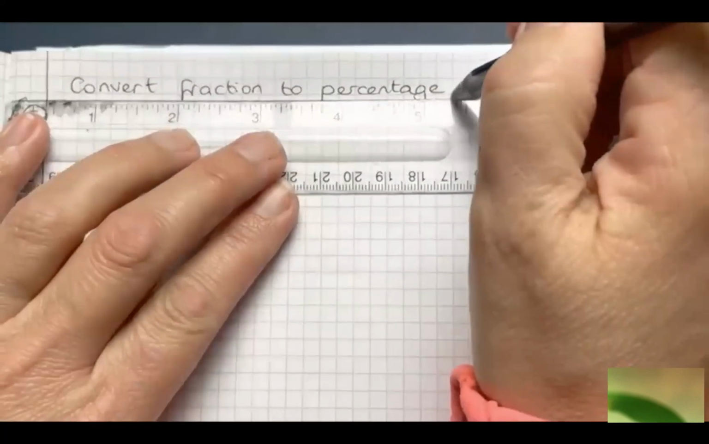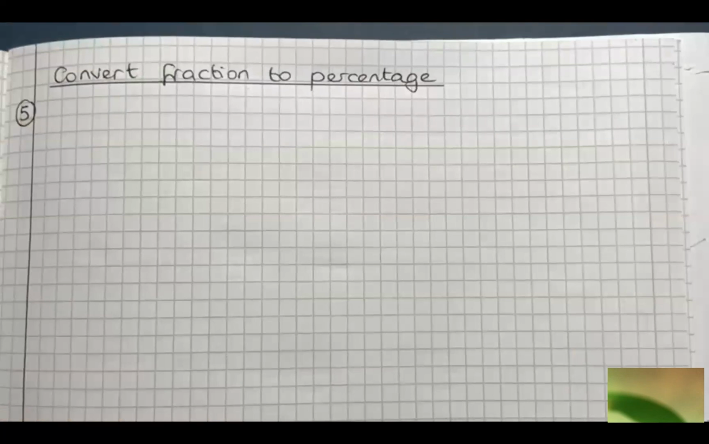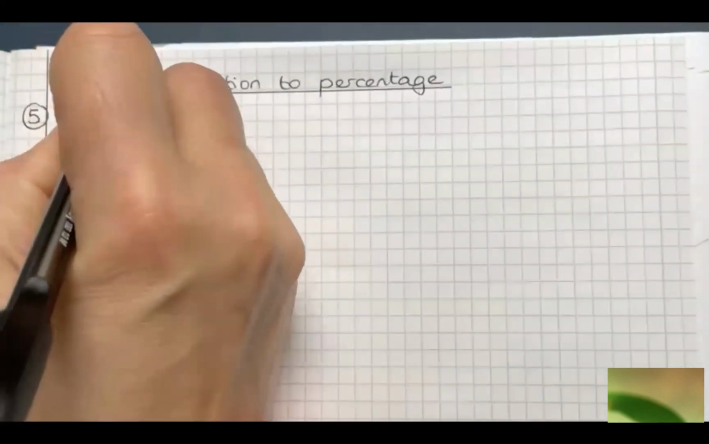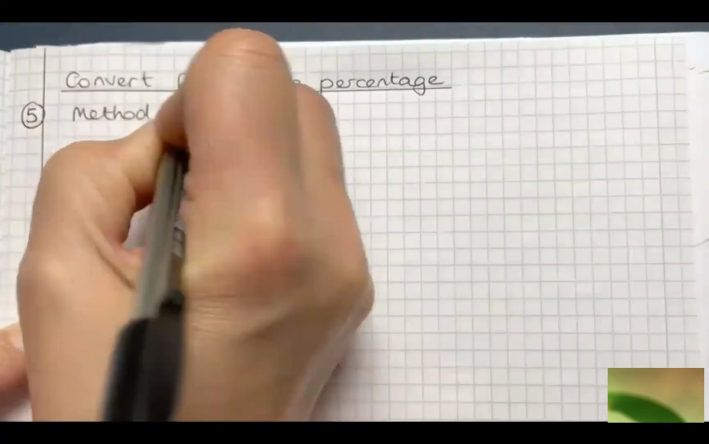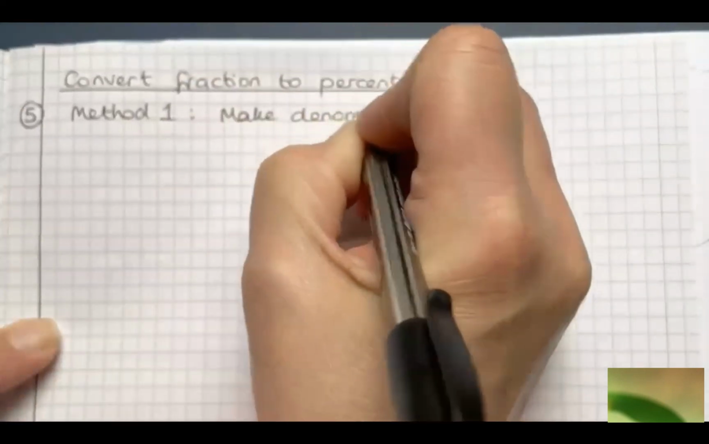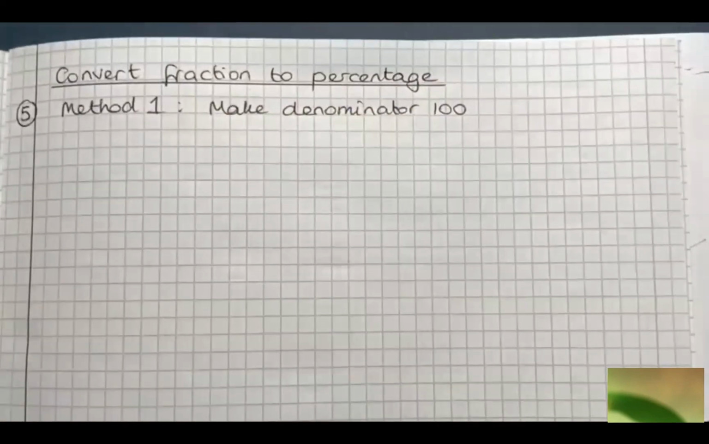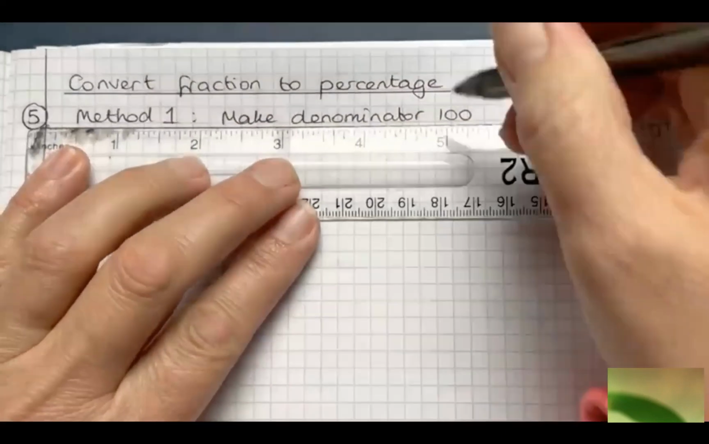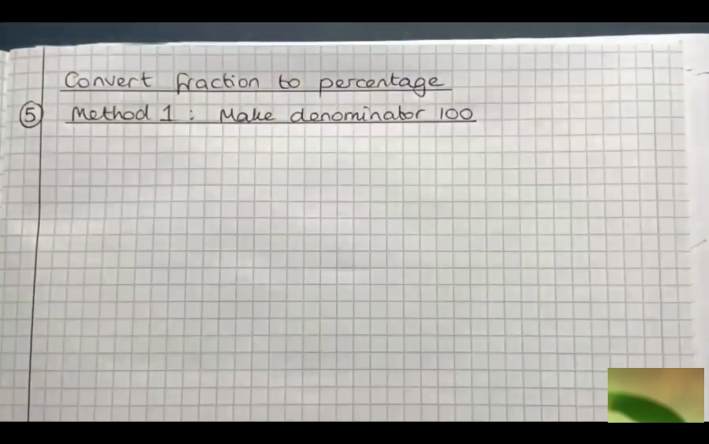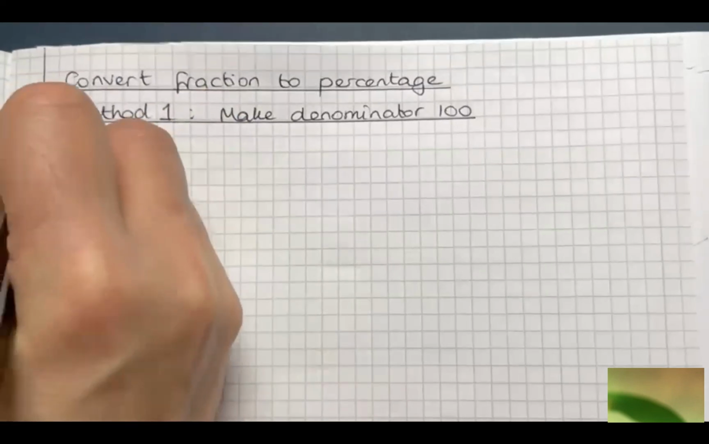Right, so we've talked about making the denominator 100. So I'm going to call that method 1: make the denominator 100. And we know that we're going to achieve that by using equivalent fractions. So let's look at this. Question 5.